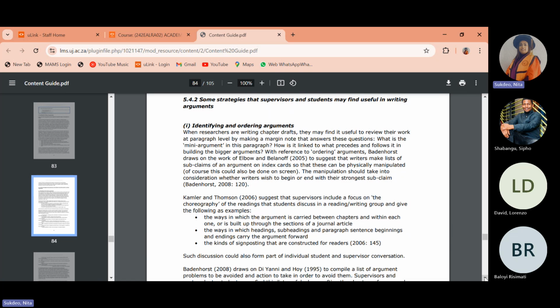Identifying and ordering arguments. When researchers are writing chapter drafts, they may find it useful to review their work at paragraph level by making a margin note that answers these questions. What is the mini argument that you are setting out in that paragraph? So this is not only telling us what the research is about, but this goes into making a statement, supporting your claim with the reference, and putting those arguments in order.